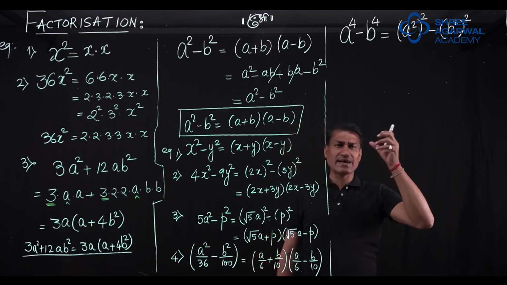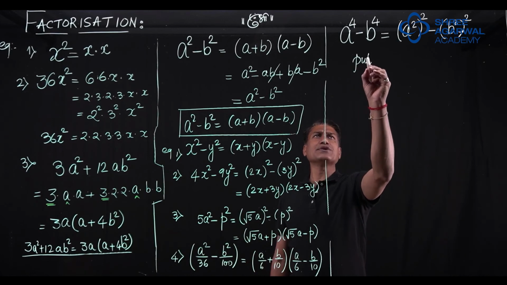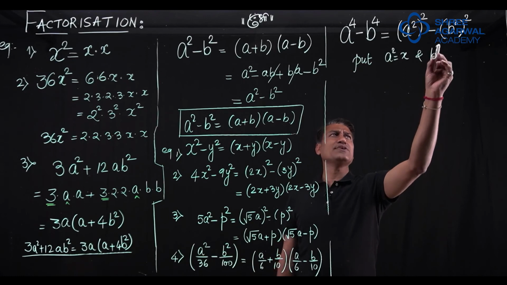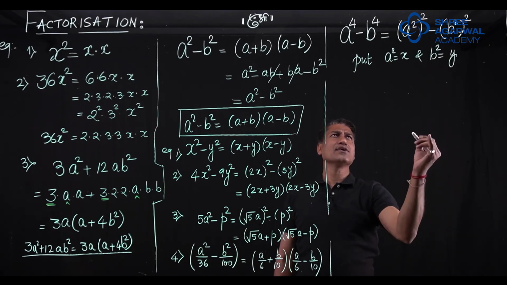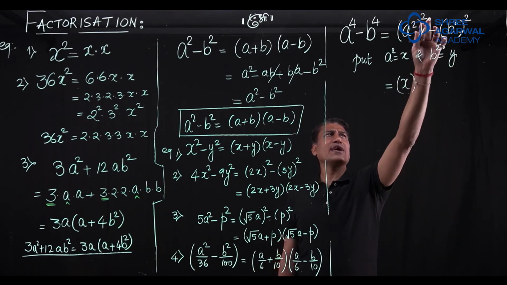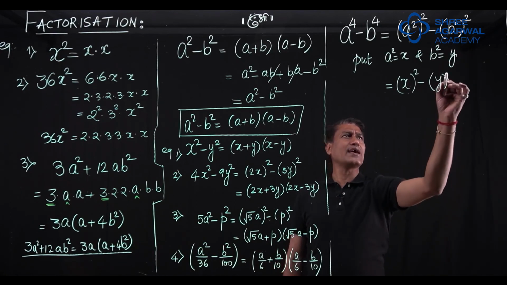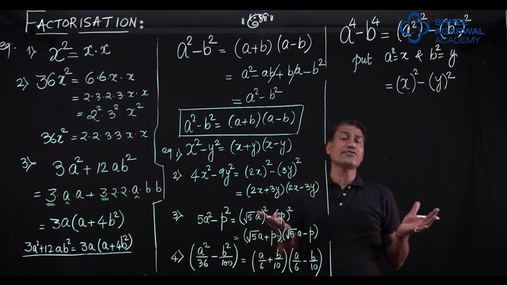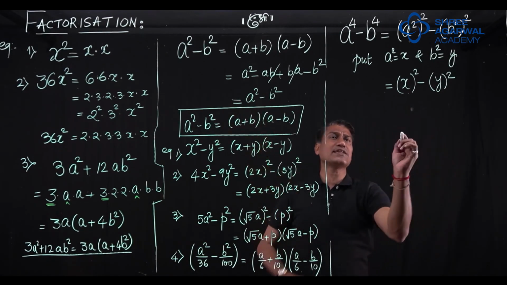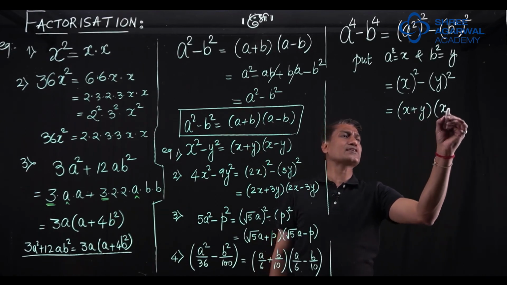Now you can directly write, or you can make a substitution step here. I will say substitute or put a square is equal to x and b square is equal to y. So here what will happen? A square is x, its square. B square is y, its square. So now we got it in the form of x square minus y square. And this x square minus y square can be factorized by this formula. So we will write x plus y, x minus y.